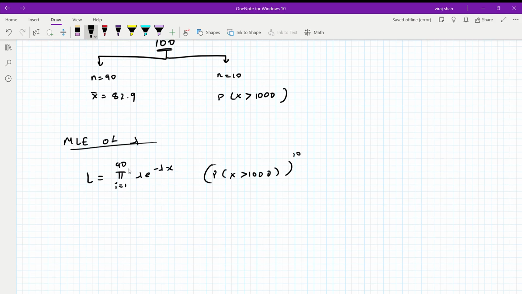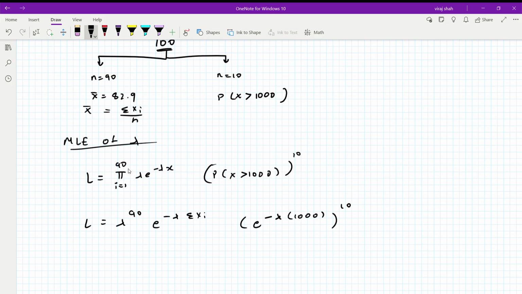Let's solve your likelihood. It would be lambda raised to 90 e raised to minus lambda summation xi. The probability of xi greater than 1,000 is nothing but e raised to minus lambda x, where x is 1,000, the whole raised to 10. For summation xi, we have x bar. So how is x bar related to xi? x bar is summation xi upon n.